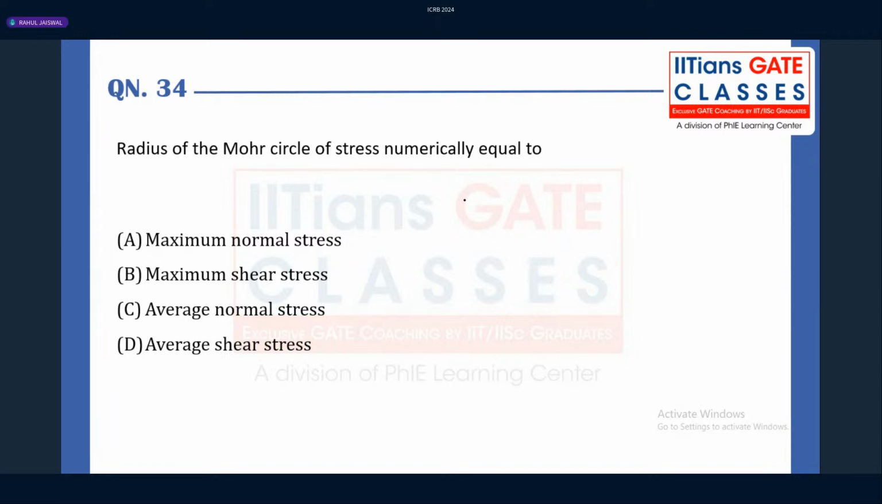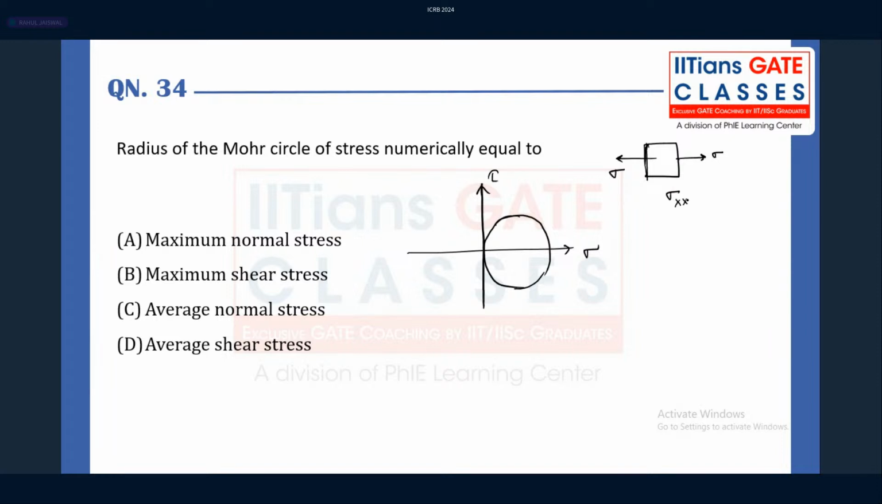What about the radius of the Mohr circle? If you see the Mohr circle, if I draw it for the uniaxial state of stress, then what about this radius, which is nothing but tau max? So the radius of the Mohr circle will be the maximum shear stress.